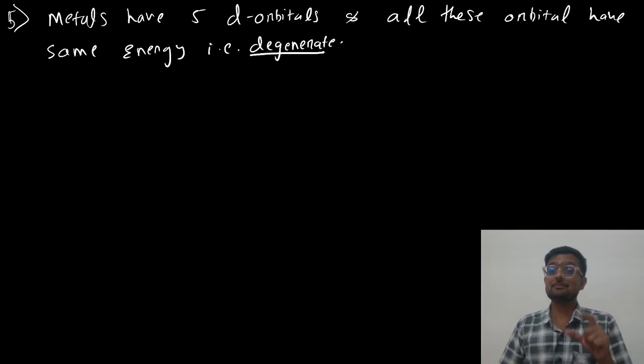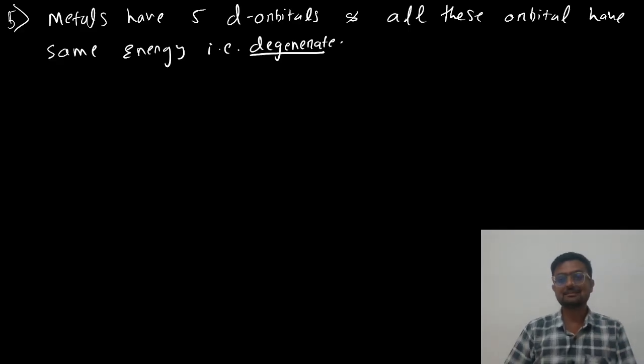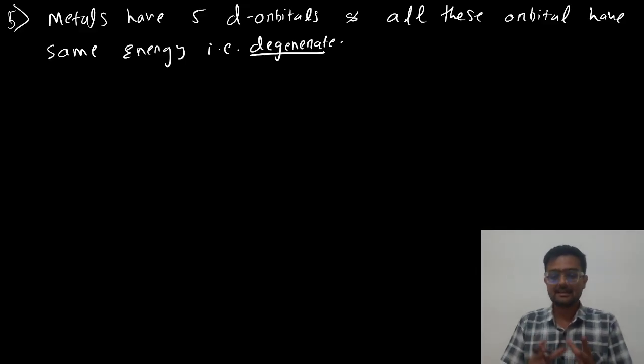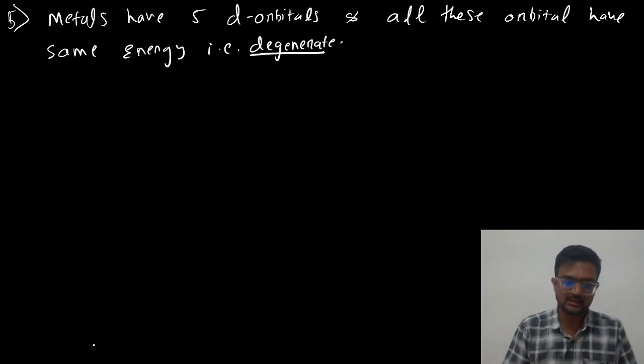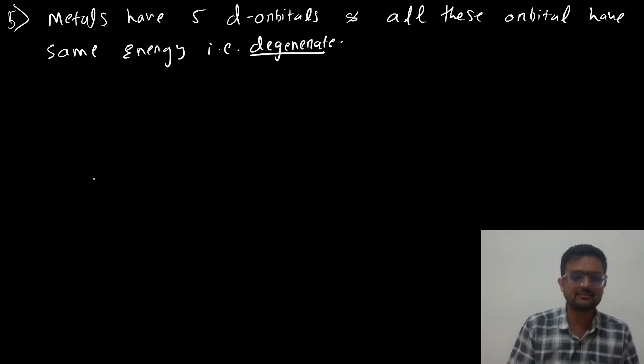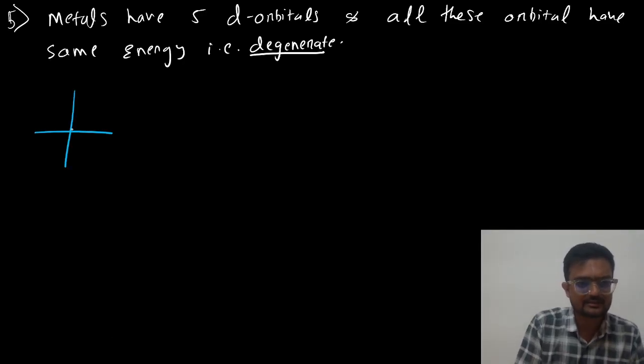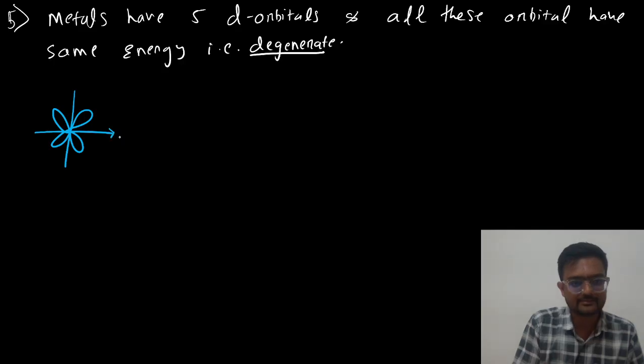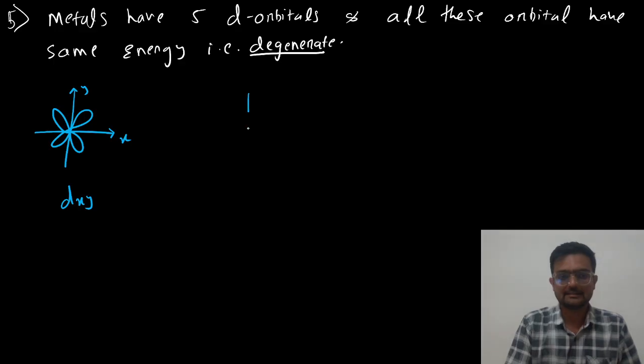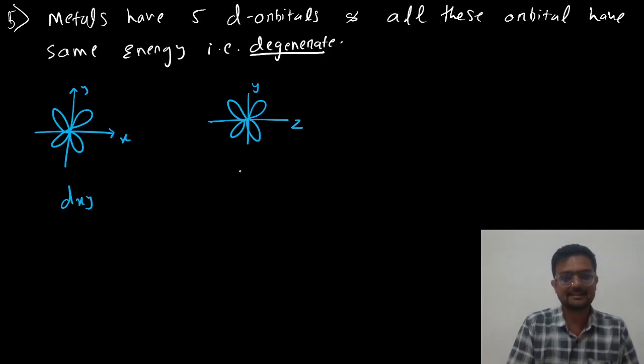So right now when the metal is in free ionic state, in that case all the 5 d orbitals of the metal will have equal amount of energy. So what are the different types of d orbitals that we have? First we have this type. Let's say this is my x-axis, this is my y-axis. So this is called dxy. Second, same diagram we can draw with different axes. Let's say this is my y-axis, this is my z-axis. So I'll say dyz orbital.